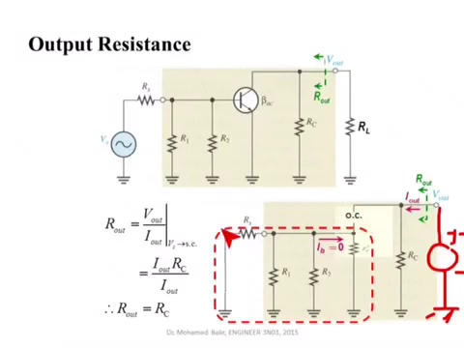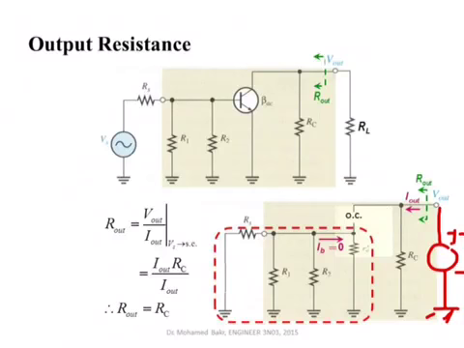Because I shorted out my source signal, I don't have I base. There is no source to supply I base anymore, and this becomes open circuit, and in that case the output resistance is RC. Why is this output resistance important?